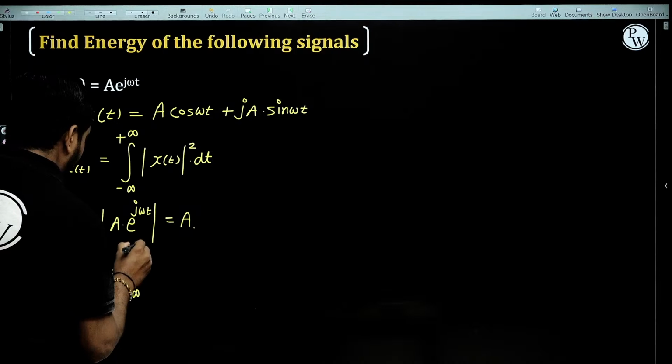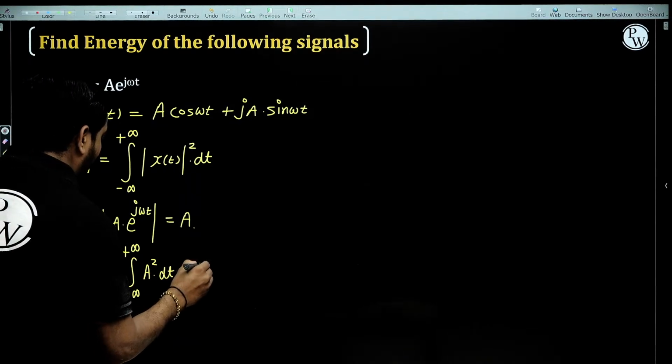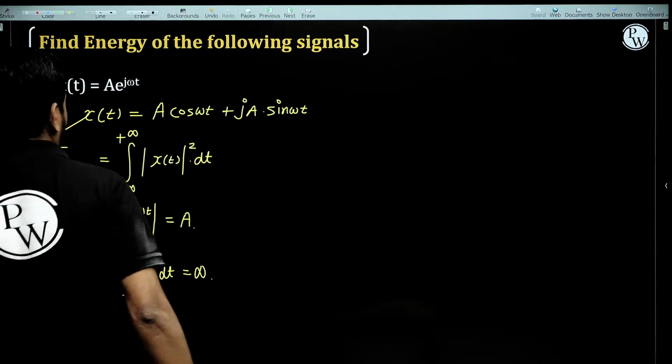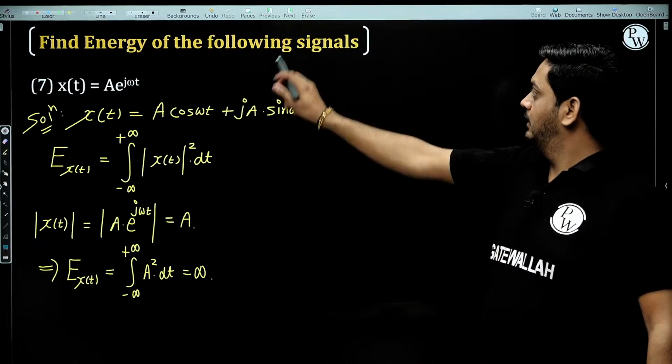Integration from minus infinite to plus infinite of a square dt, energy is infinite, because again this is also a power signal, guys. That's the reason. Let us take one more question.